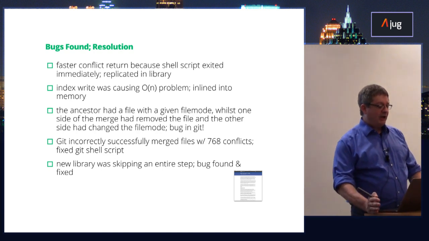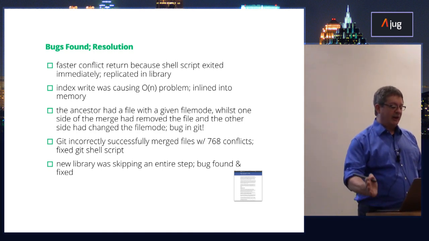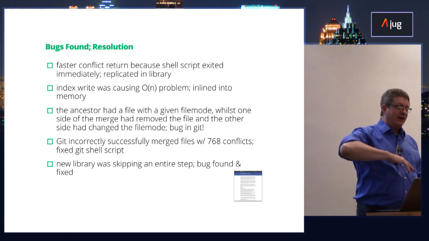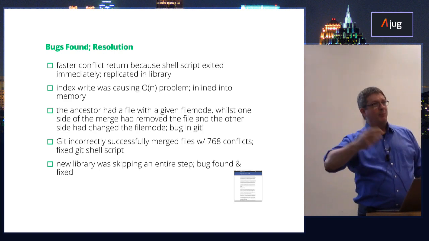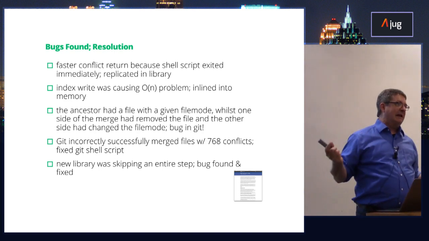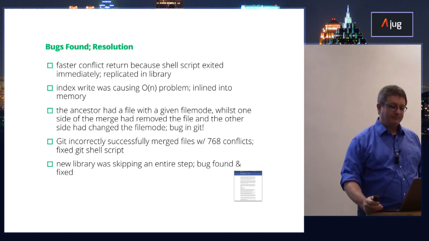If the ancestor had a given file mode and one side of the merge had removed the file and the other side had changed the file mode, it would report successful merge. This is a bug in Git, so they posted a bug report to Git.